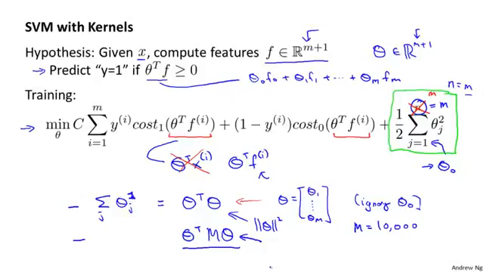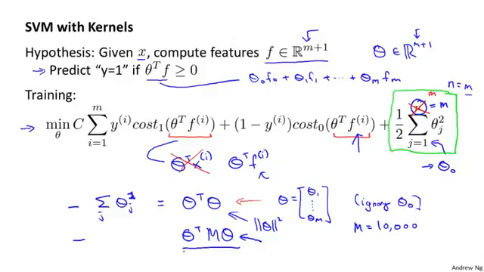And by the way, in case you're wondering why we don't apply the kernels idea to other algorithms as well, like logistic regression, it turns out that you can actually apply the kernels idea and define these sorts of features using landmarks and so on for logistic regression, but the computational tricks that apply for support vector machines don't generalize well to other algorithms like logistic regression. And so using kernels with logistic regression is going to be very slow.